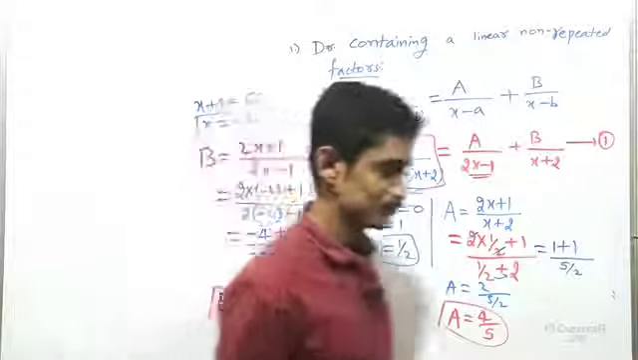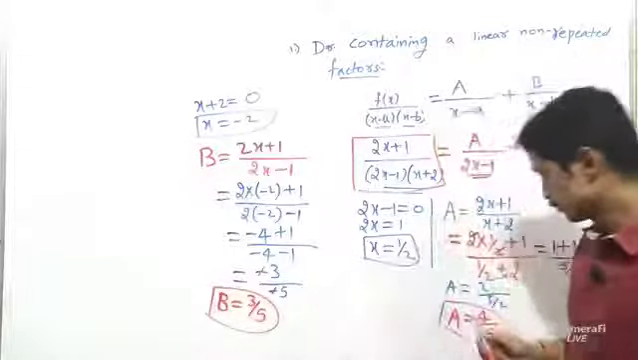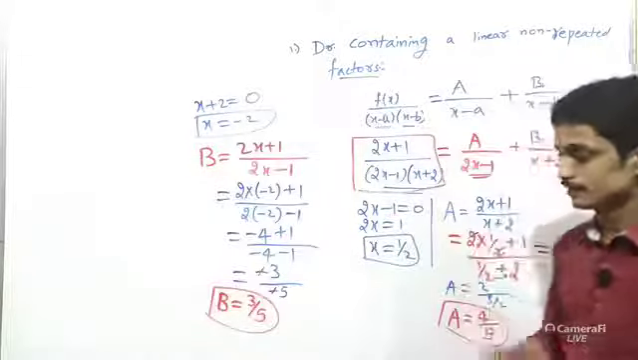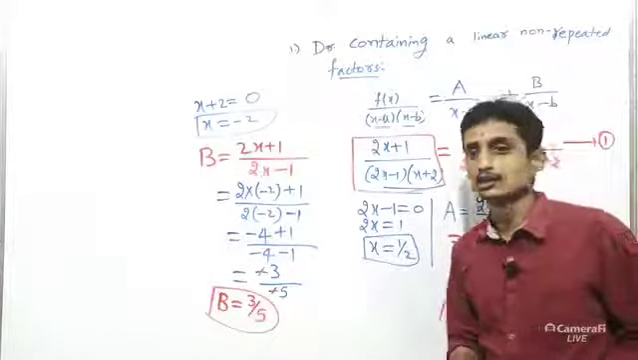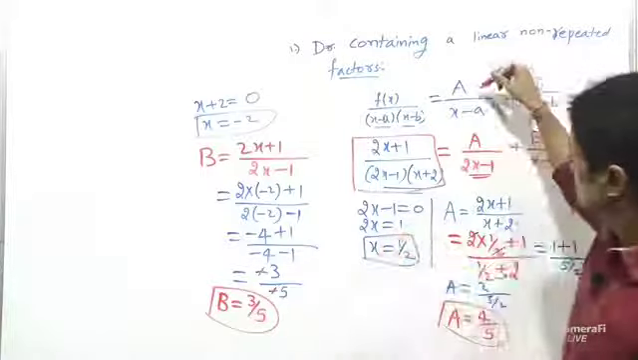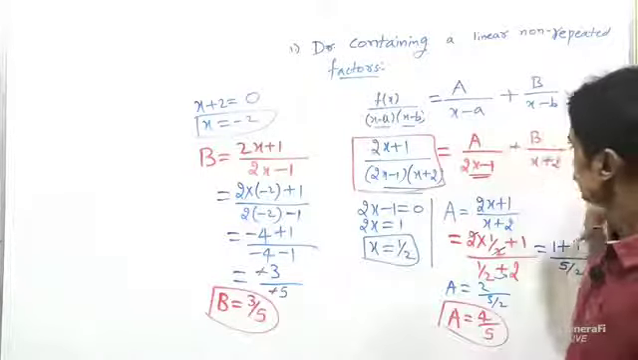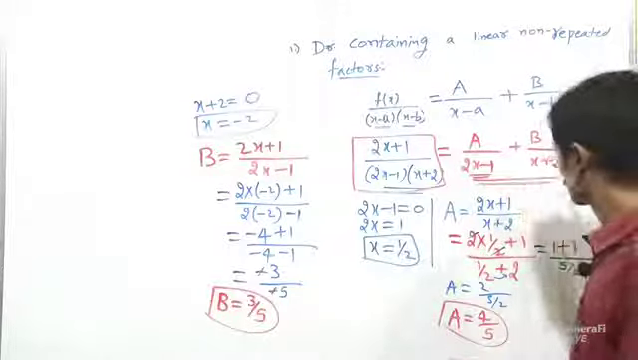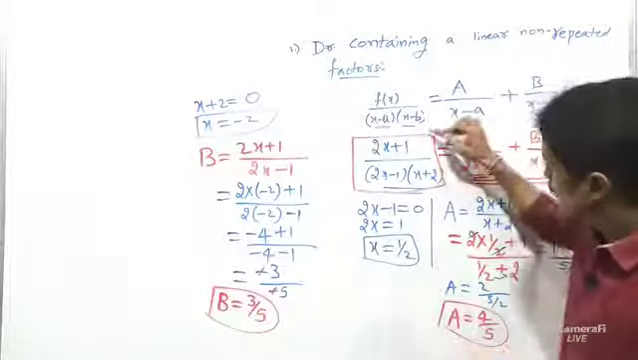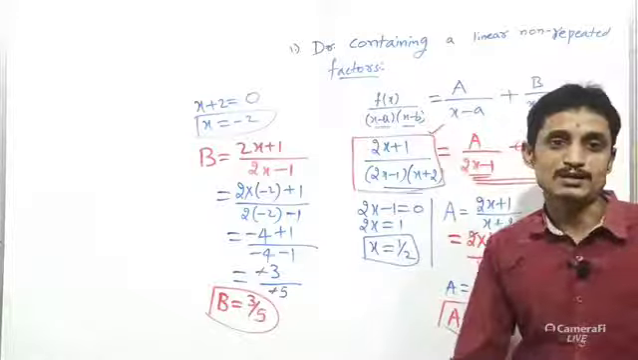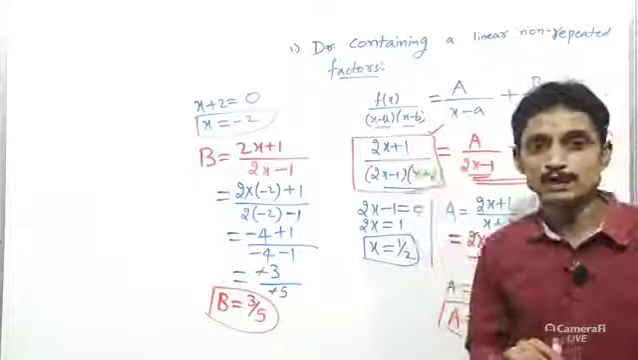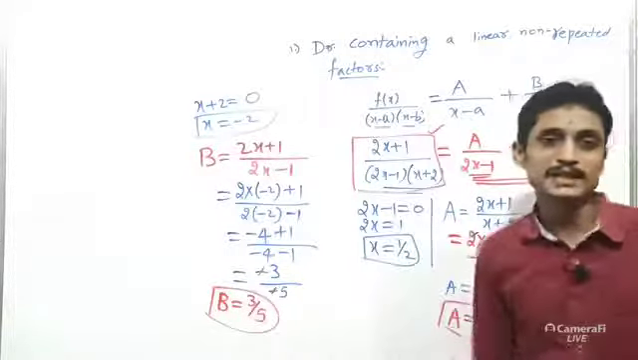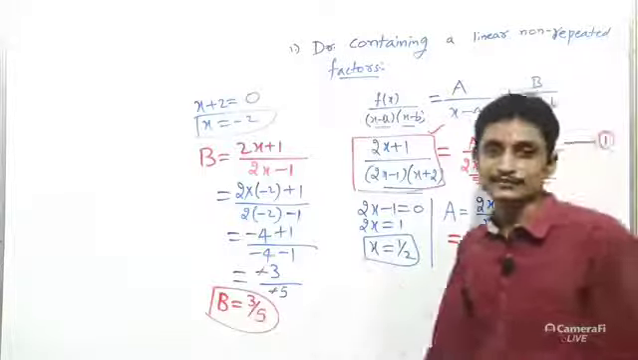How to confirm here? A equal to 4 by 5, B equal to 3 by 5, whether my answer is correct or wrong. That's why replace them in the given question, and once you add these two proper fractions, we'll get the LHS part. If we do not get the LHS part, then our answer will be wrong. Just you can verify it.